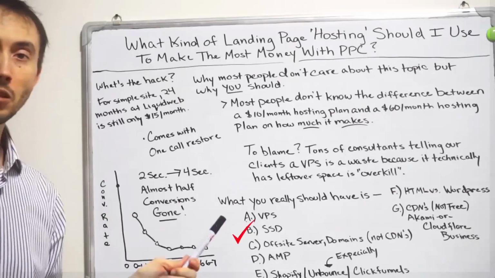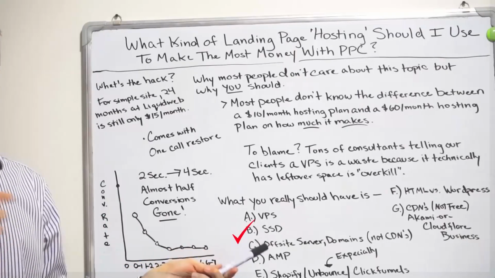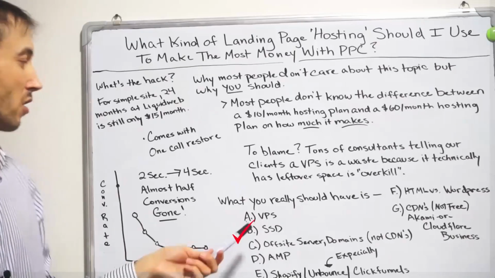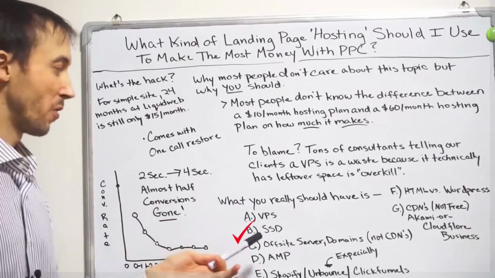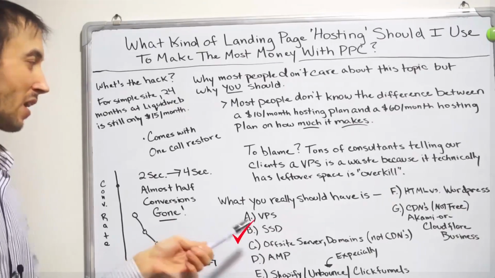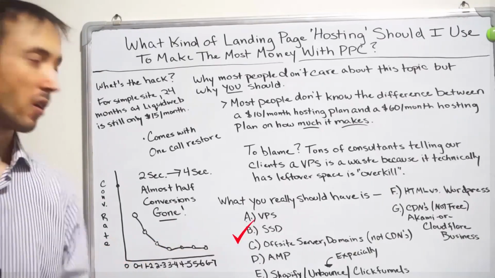If you want to get a 2-second page load speed, pretty much no matter what, don't screw around, just get the SSD. It'll be a little bit more, but still for the $60 a month, your website can have VPS and SSD both.